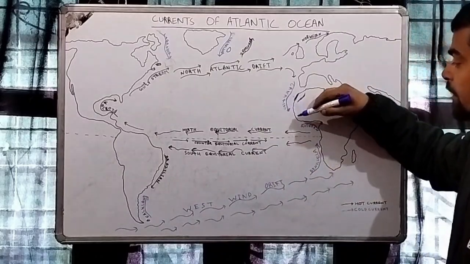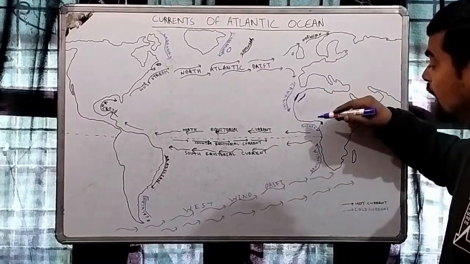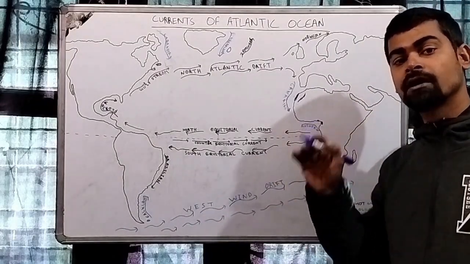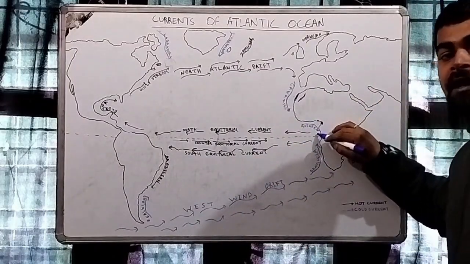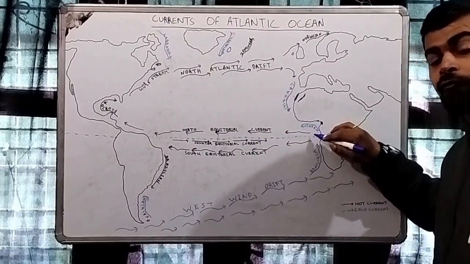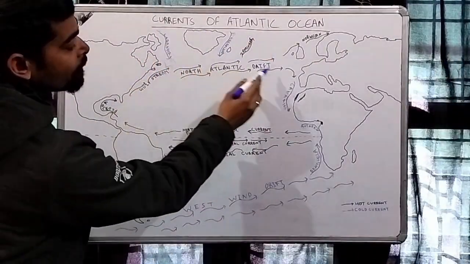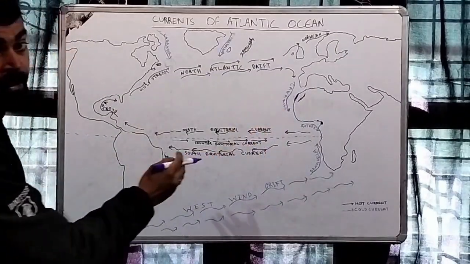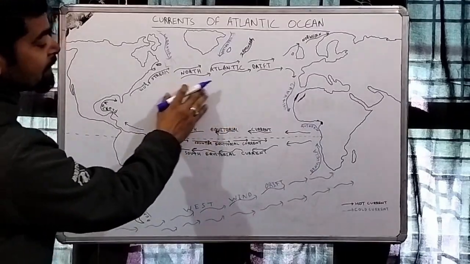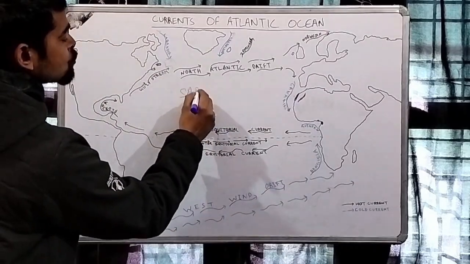Now, the Canary cold current moves along the coastline of Western Africa and reaches the country of Guinea, where it is known as the Guinea cold current. Finally, the Guinea cold current closes the loop after meeting the North Equatorial warm current. So it becomes a circle of currents which generates a calm area, very calm water bodies, in the middle of the North Atlantic Ocean, which we call the Sargasso Sea.